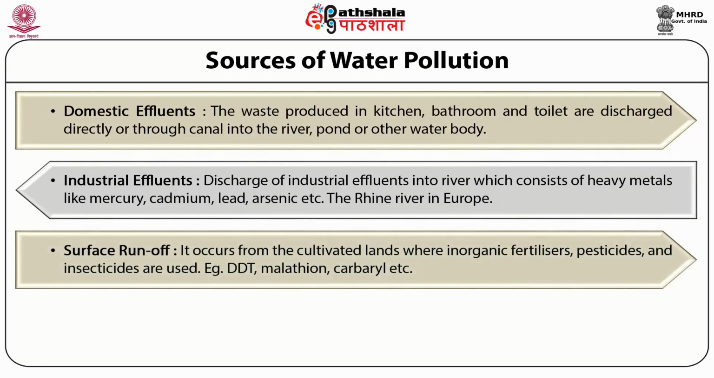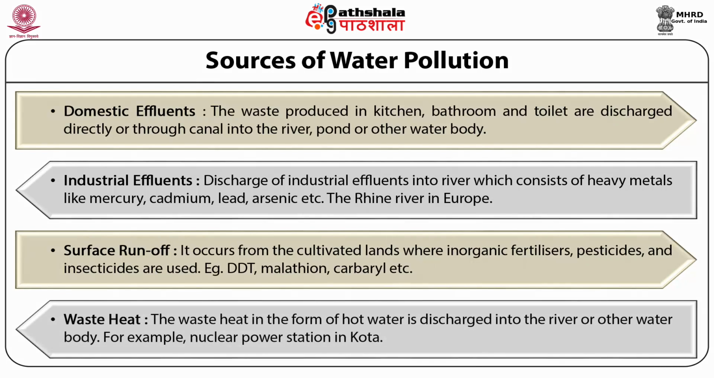Third is surface runoff. It occurs from cultivated lands where inorganic fertilizers, pesticides, and insecticides are used, and examples are DDT, malathion, carbaryl, and a large number of other pesticides. Fourth is waste heat. The waste heat in the form of hot water is discharged into a river or other water body. For example, the nuclear power station in Kota released a large amount of hot water directly into the river.